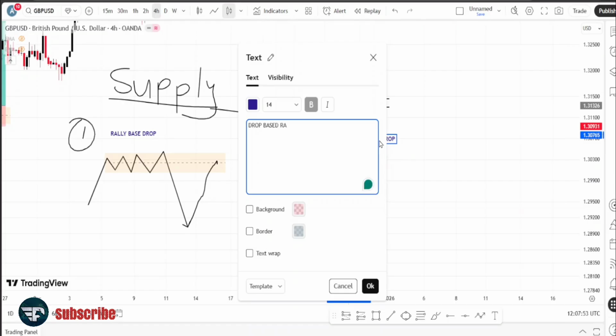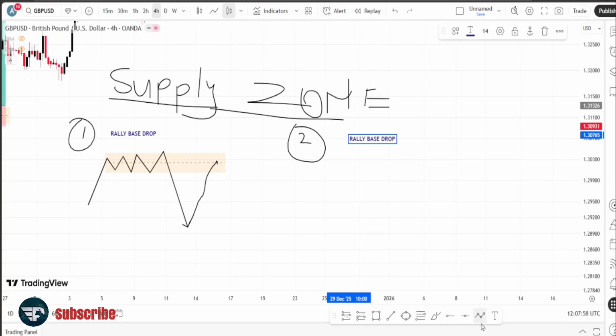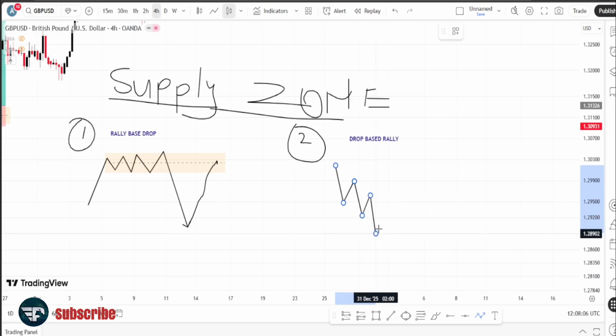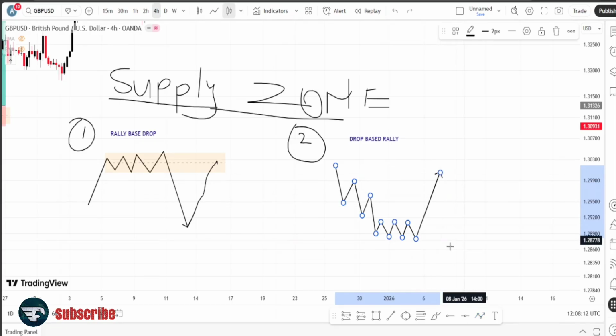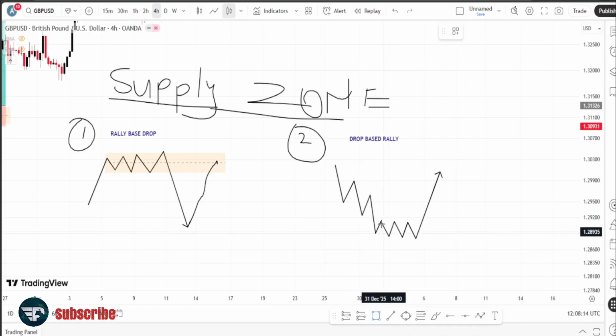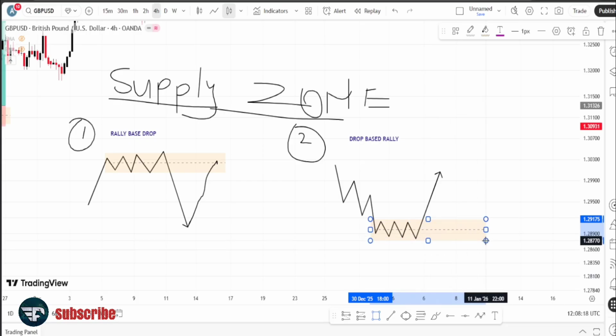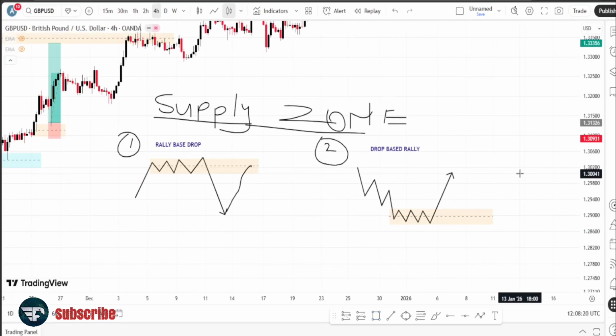I know you can draw this one. So you're going to have a drop like this. Price will be creating lower highs and lower lows like this, and it's going to have a base down here. Remember, and then we have a rally, a push up. So that is how to spot it. This whole zone here becomes the base, that is the supply zone, where the base becomes the supply zone. So we draw the zone there like this.